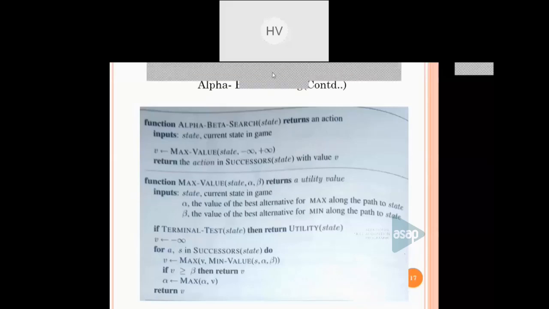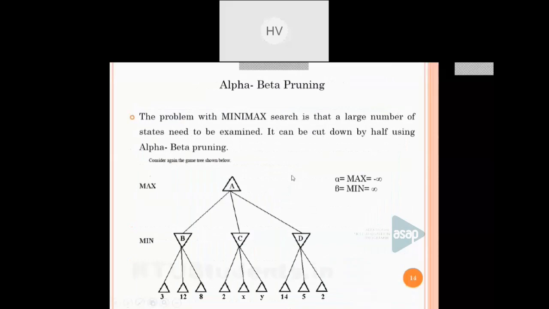There will be different levels. So here it is root node, then three child nodes, and many other nodes. See, tic-tac-toe is one example, chess is one example. So any two player game can be solved using this min-max algorithm. We can take any two player game.